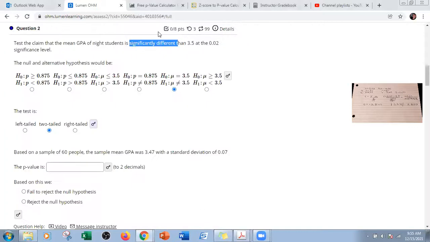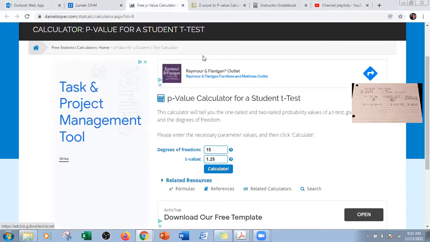Let's go to our p-value calculator for a t-test. Our n is 60, which means our degrees of freedom will be 59. The t-value that we found was 3.3197, and now we're going to calculate.